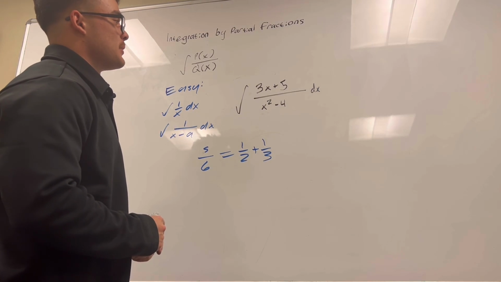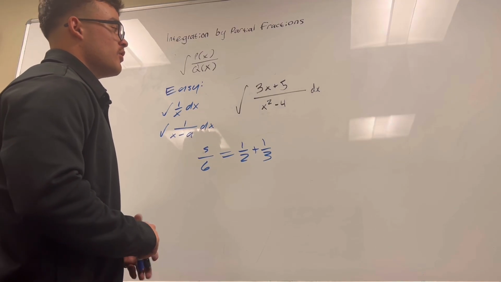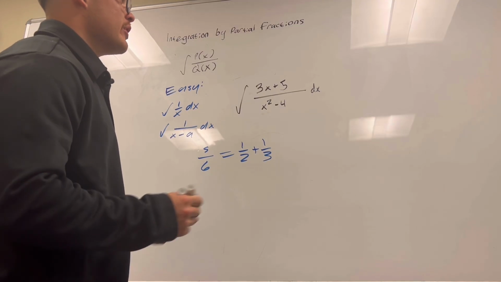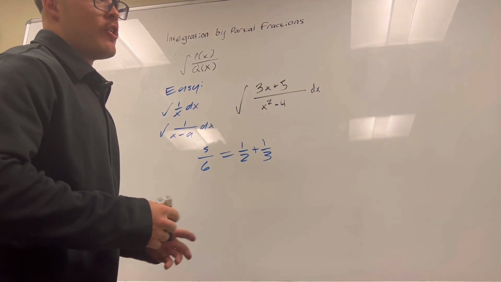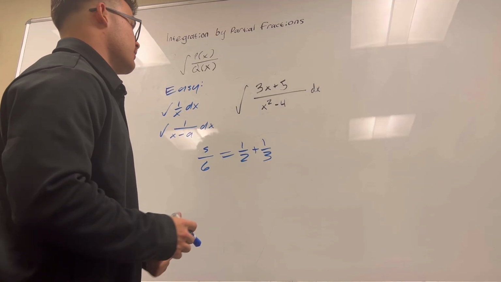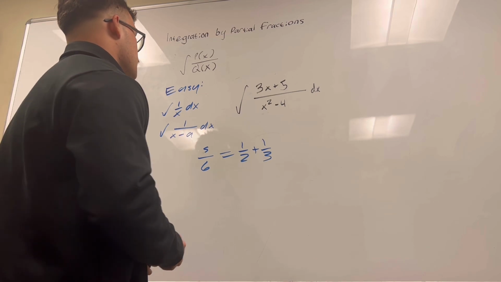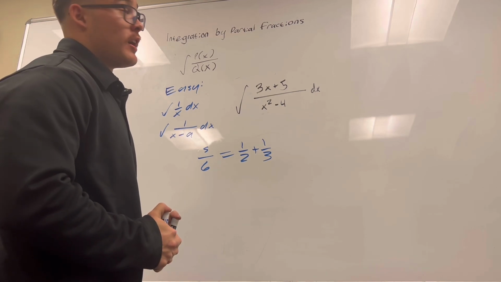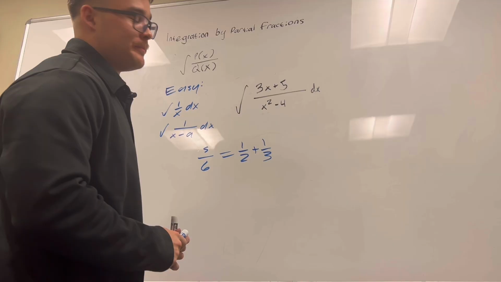The hard type would be something like 3x plus 5 over x squared minus 4. Without partial fractions, I don't know how to integrate that. I have no idea. So I'm going to show you how to use partial fractions to solve that.